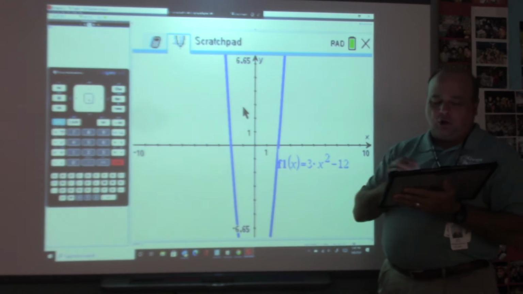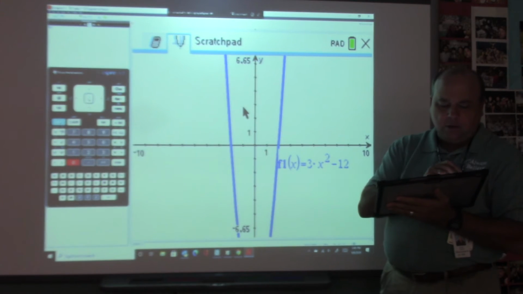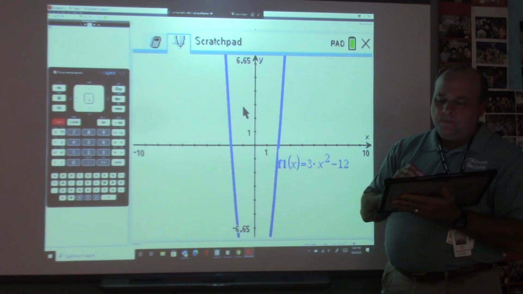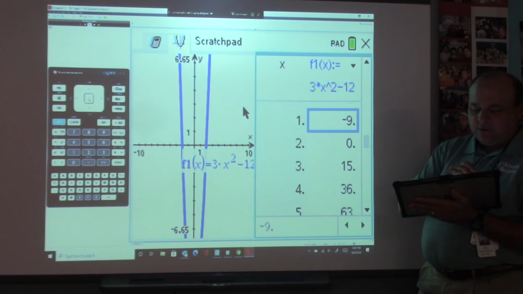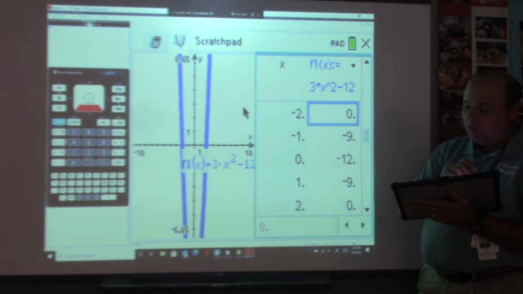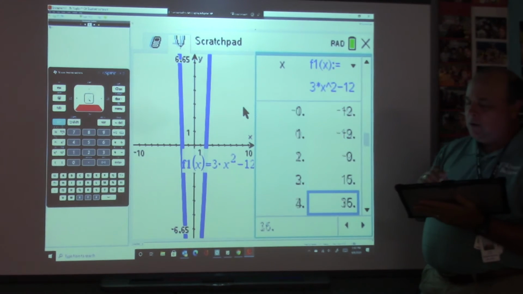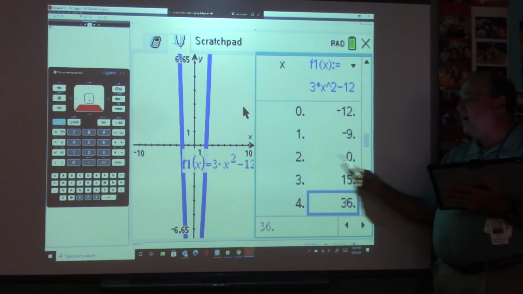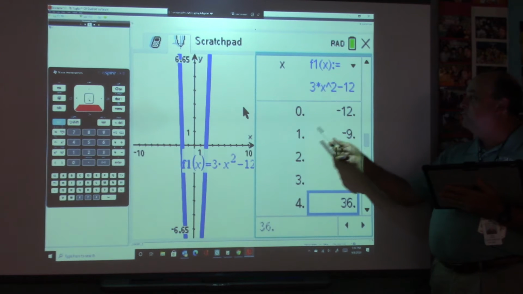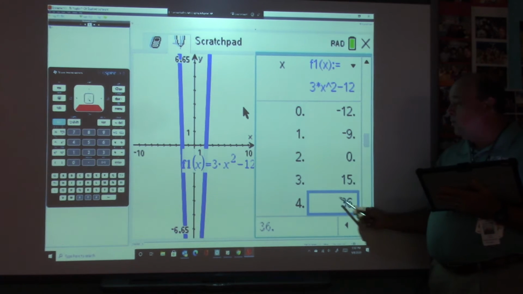Now then, hit Control T. I don't want 0, I want Control T, Control T, and bam, a table pops up. Notice I can't see the 0, so I need to go up 1, and it's going to go up a whole bunch, right there. Okay, so this is the table you should see. Notice this right here is the answers. So 0 is negative 12, 1 is negative 9, 2 is 0, 3 is 15, and 4 is 36.